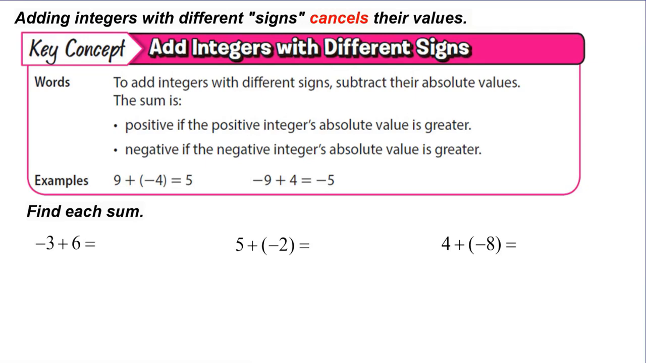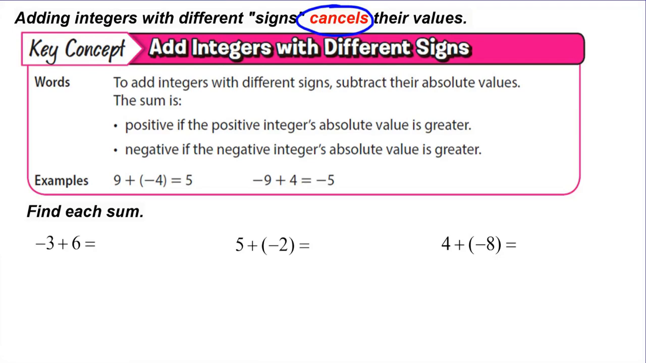Again, this would be something critical to add to your notes. Adding integers with different signs cancels their values. It doesn't combine them. So adding numbers with the same sign combines. Adding numbers with different signs cancels. So they're going to be canceling each other out because they're working in opposite directions because they have opposite signs. So let's take a look at some examples down here below.